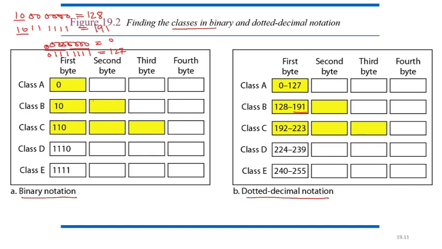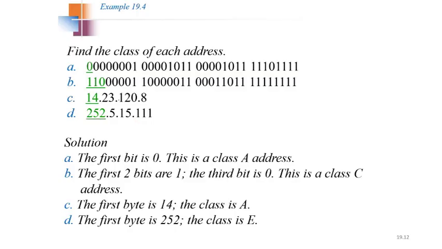So this is based on the number of bits in binary, or based on the range of the first byte. With the first byte decimal equivalent, we will be able to identify which category a particular IP address is classified into. And these yellow colors basically represent what we will see later, the mask. Before that, we have a question here.